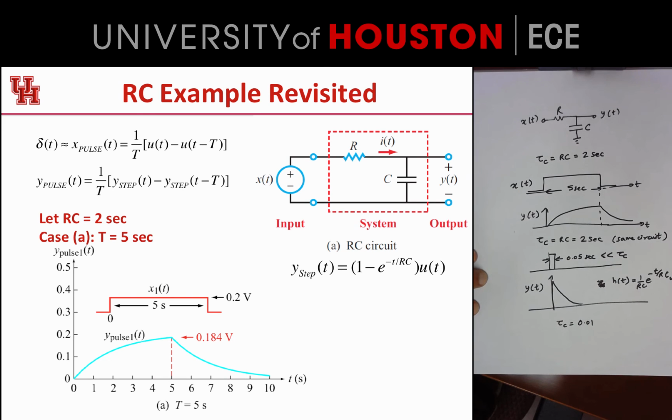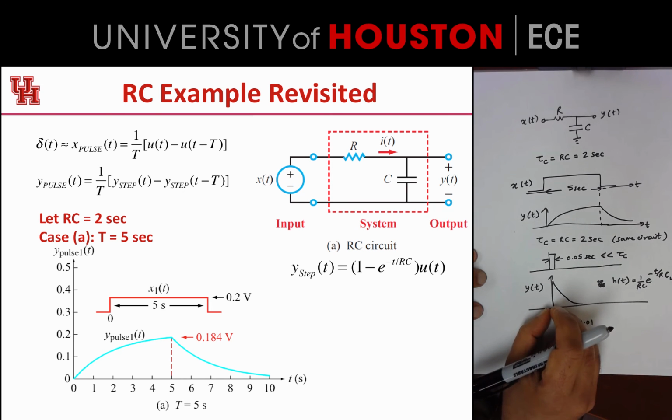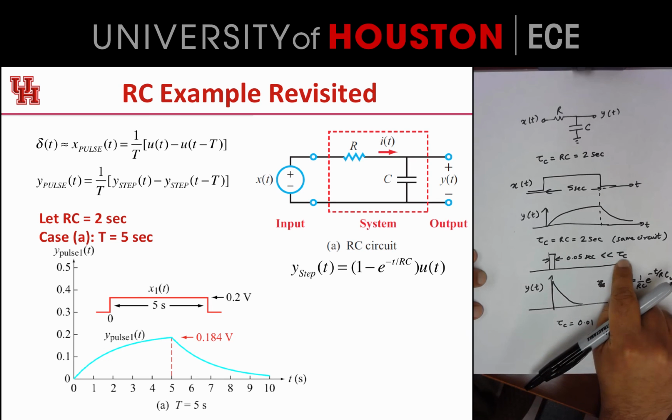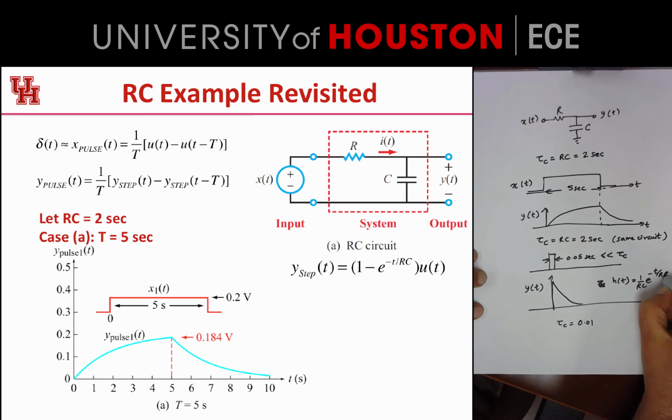So the bottom line is that the width of the pulse relative to tau c is what matters. And it shows up in the formula. If you look at the formula, you can see that the time is being divided by tau c, or the RC constant, and so it's the ratio that matters.